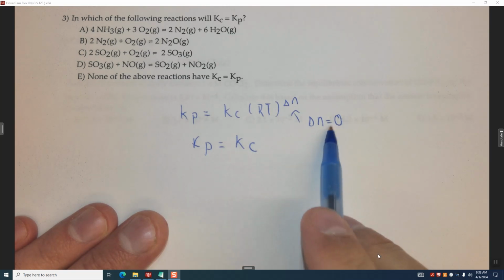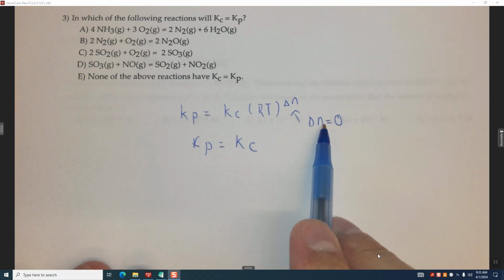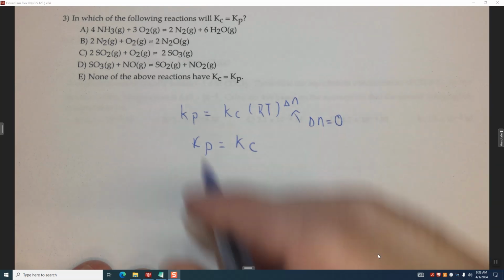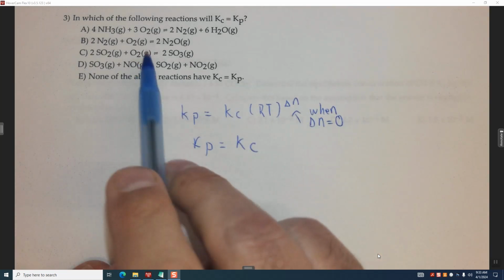Remember that delta N is the moles of gas. If you have things in here that are not gases, then that's not going to work. So let's take this example. All right, I'm just going to put when on here. When delta N equals 0, Kp equals Kc. So let's take a look.